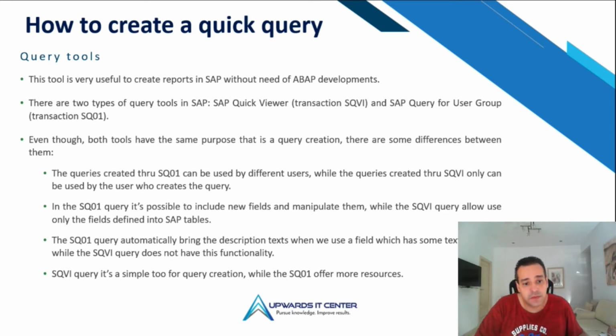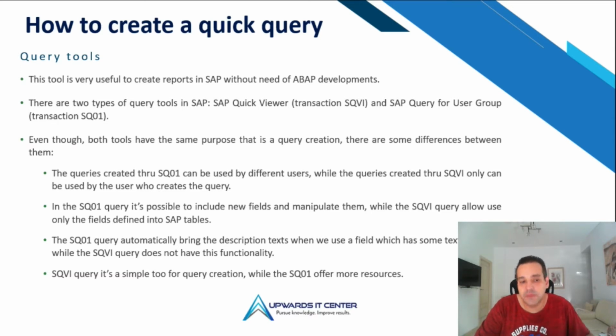With SAP Query for User Group, you can create a transaction for this program, for example. Second, it's possible to include new fields and manipulate them, while the SAP Quick Viewer allows only to use the fields defined in the SAP table. So it's not possible to create different fields from the SAP transparent tables. Finally, the SAP Query for User Group automatically brings the description texts when you use a field which has some text assigned, while the SAP Quick Viewer does not have this functionality.